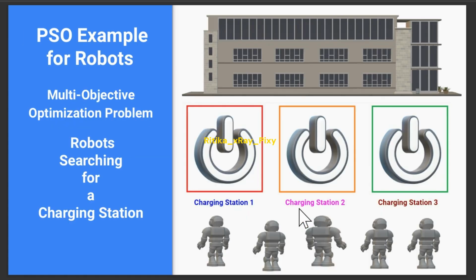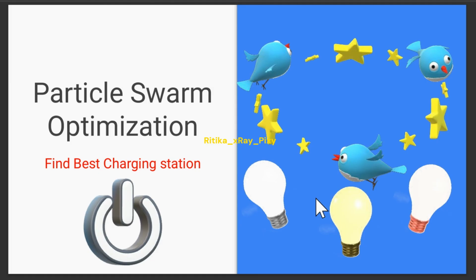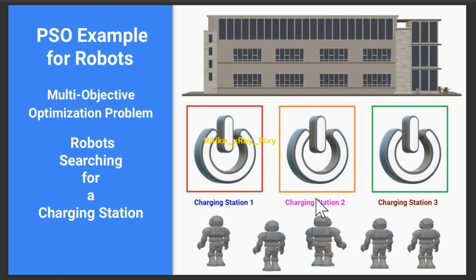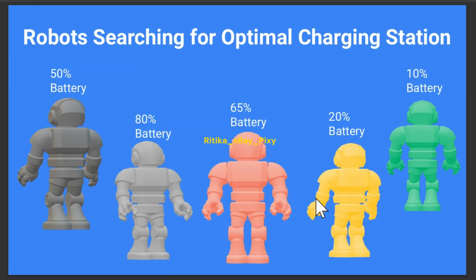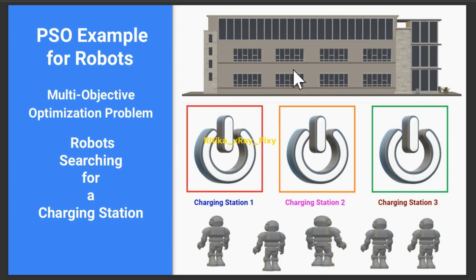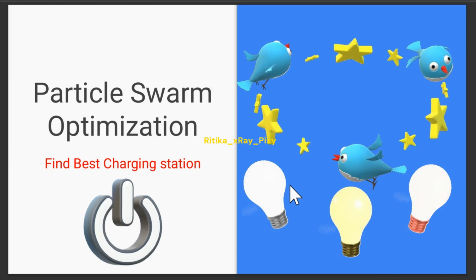The next factor we are adding is competition. We have competitive elements where robots are racing to find the best charging station, like we humans do. The robots are competing with each other, perhaps for limited resources. So we have a scenario here: robots in a warehouse that need to find the best charging station, and we are using PSO to help the robots locate the optimal charging station.